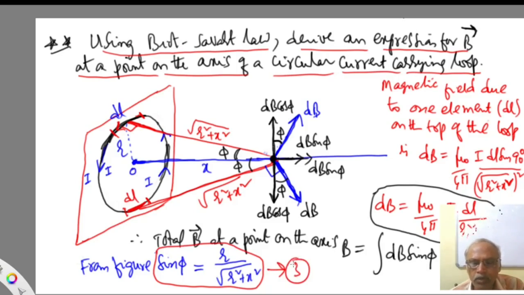Now what we have to do? We have to substitute 1 and 3 in 2.